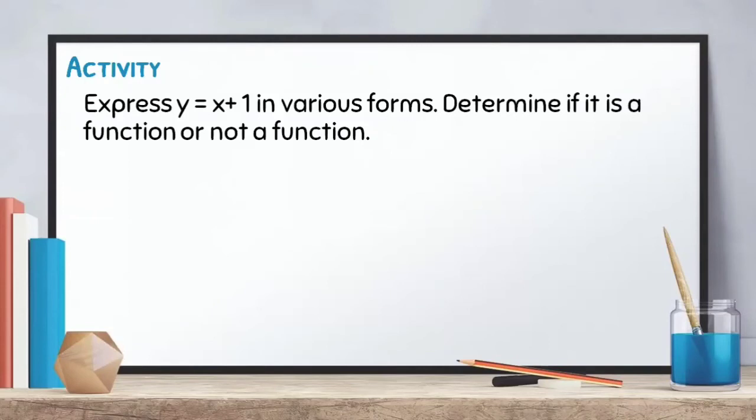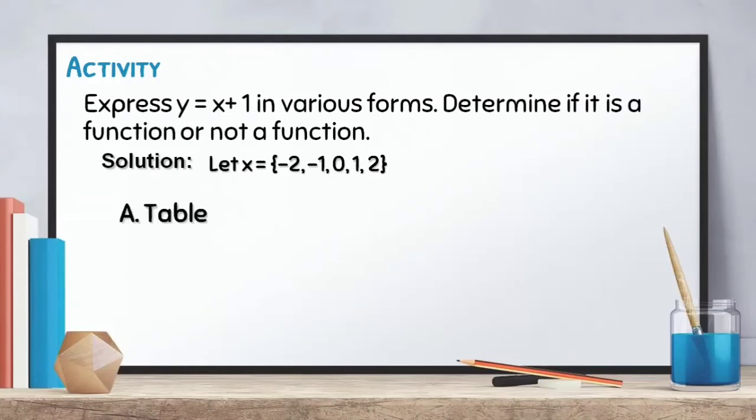So we have here a short activity. We're going to express y is equal to x plus 1 in various forms. Meaning we're going to use the 5 ways of representing our functions and relations. And we're going to determine as well if it is a function or not a function. So for our solution, we're going to let our x equal -2, -1, 0, 1, and 2. Meaning we're going to supply the values of our x.